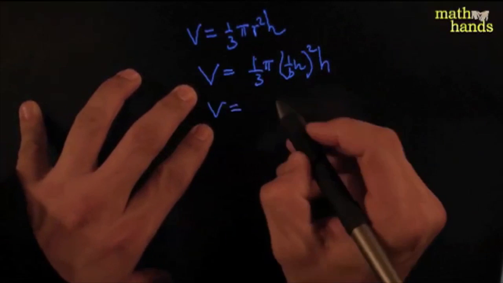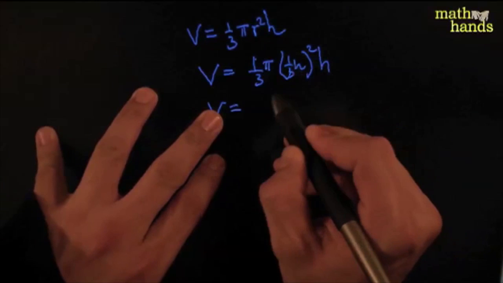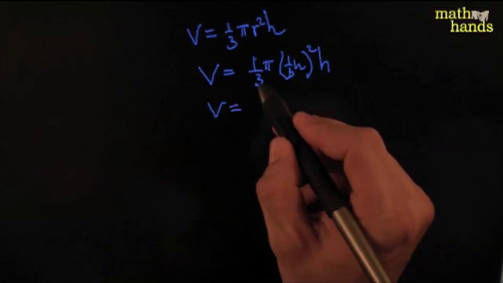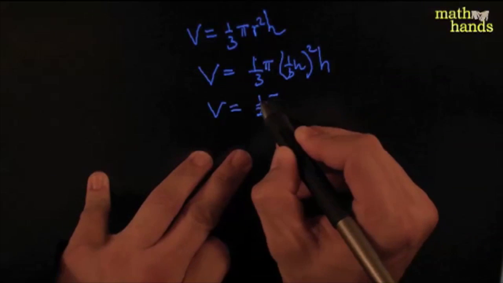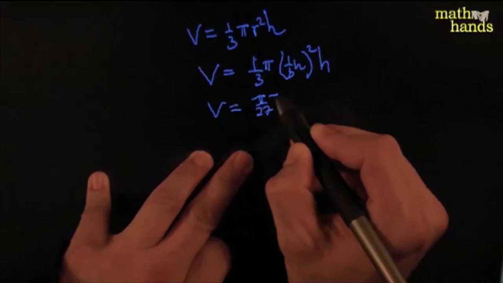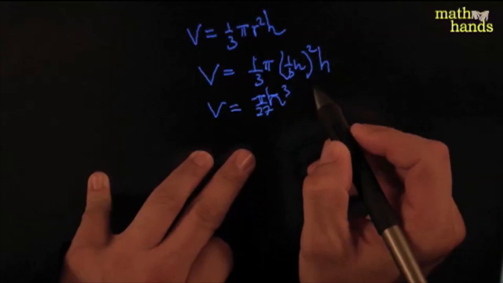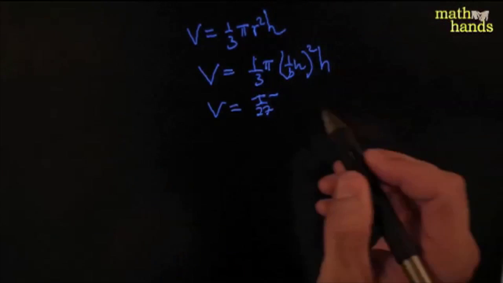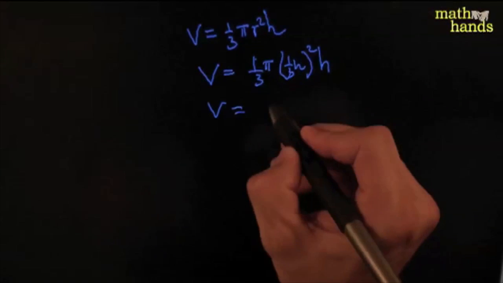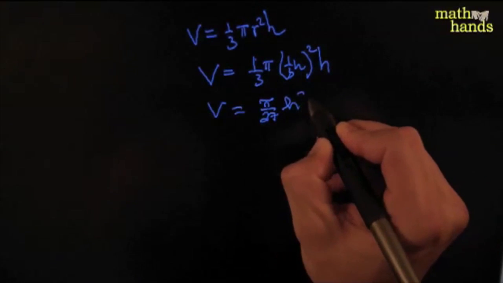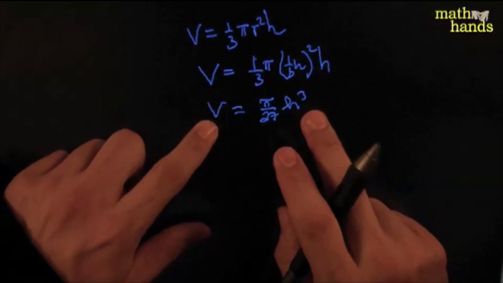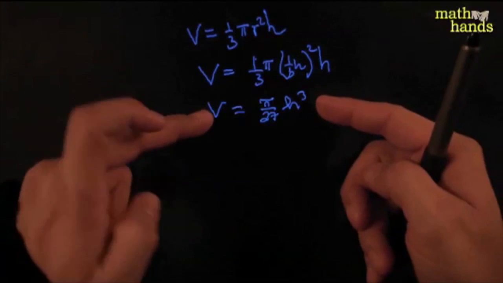Now I know exactly how this is 1/3 times 1/3 times 1/3. I reckon that's 1/27 times pi times h to the third. Let me write that in a nicer way. Pi over 27 h to the third. This cleans up the relationship. This is exactly how V and h are related.